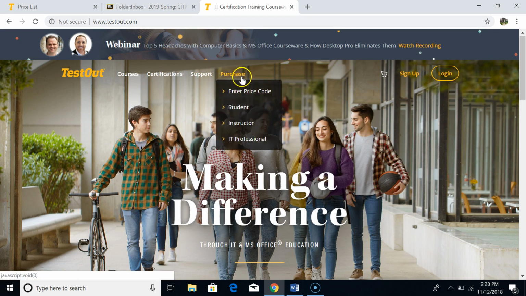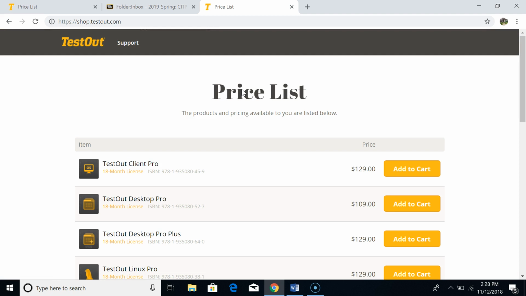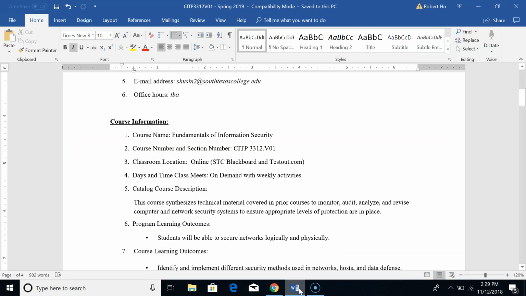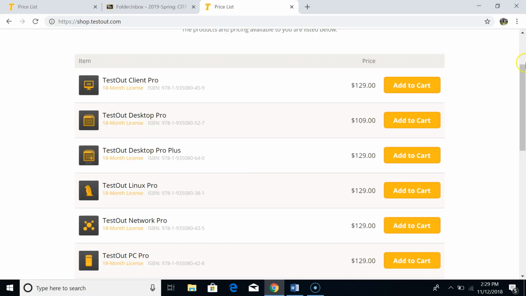Click purchase and enter the price code. I'm going to give you the price code. Let me show you the code first. The code to get to TestOut is T14-T232TA. This will allow the student to purchase at a discount price.